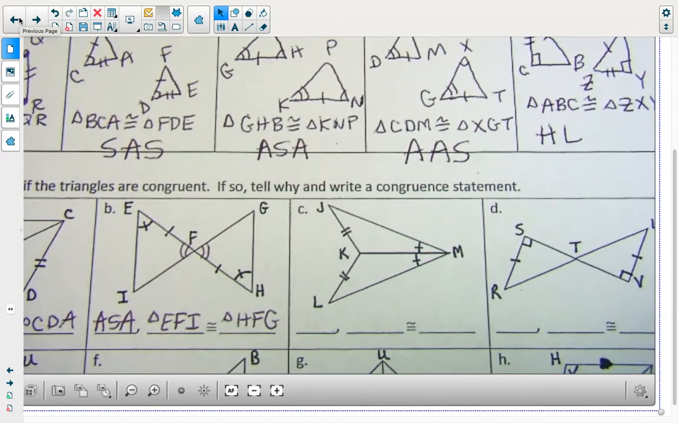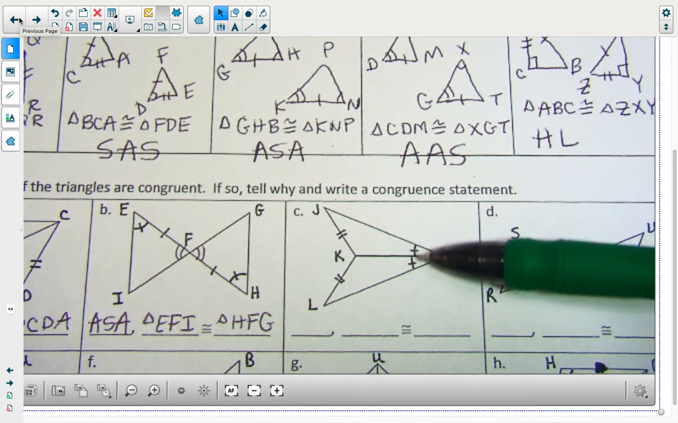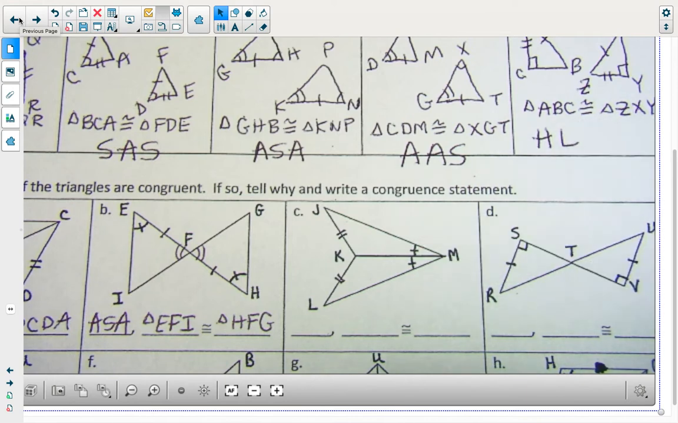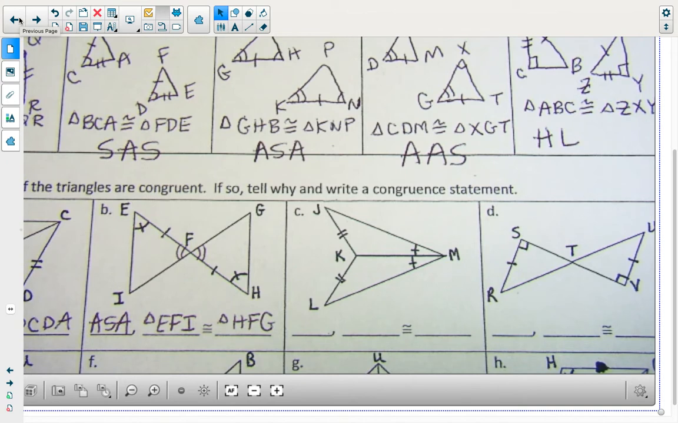Right? 2C. I got JKL and I have M. So I see that I have some congruencies here, so that's good. And then I have 2 tick marks here. So I have 1 angle and 1 leg length. So I either need to find another angle or I need to find another side.